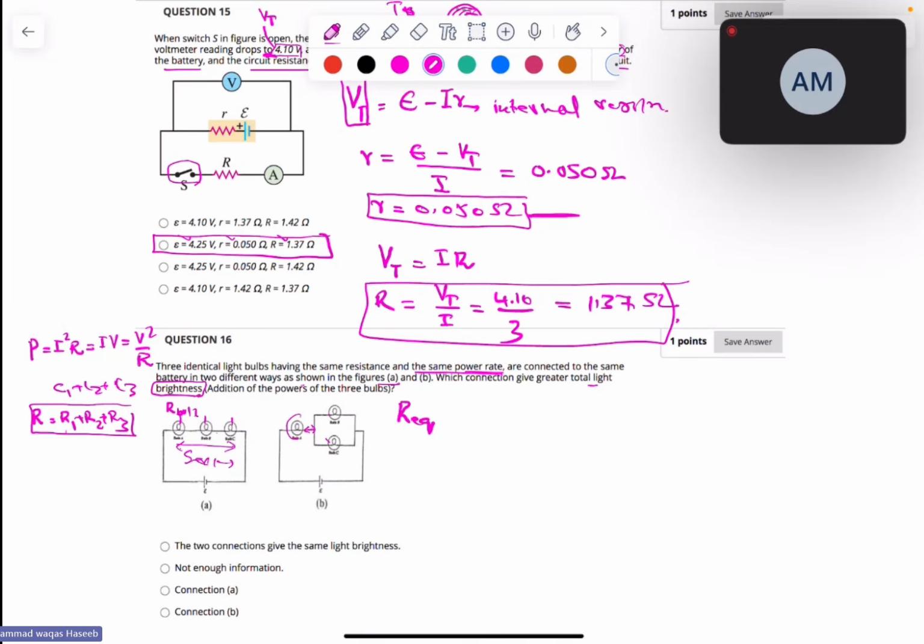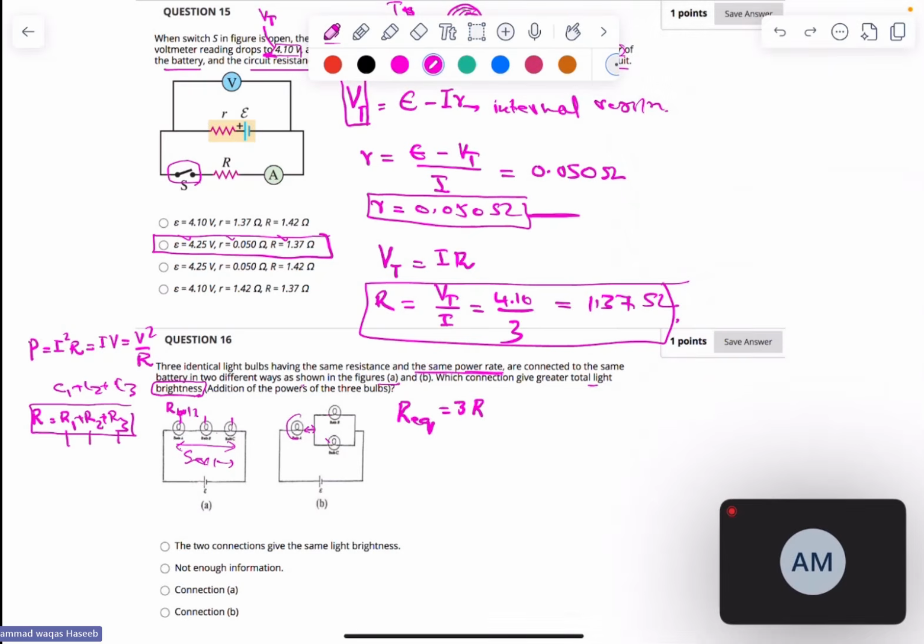But in resistance, we added the resistance in series like this. It has to be remembered. So the total resistance should be 3R bulb.